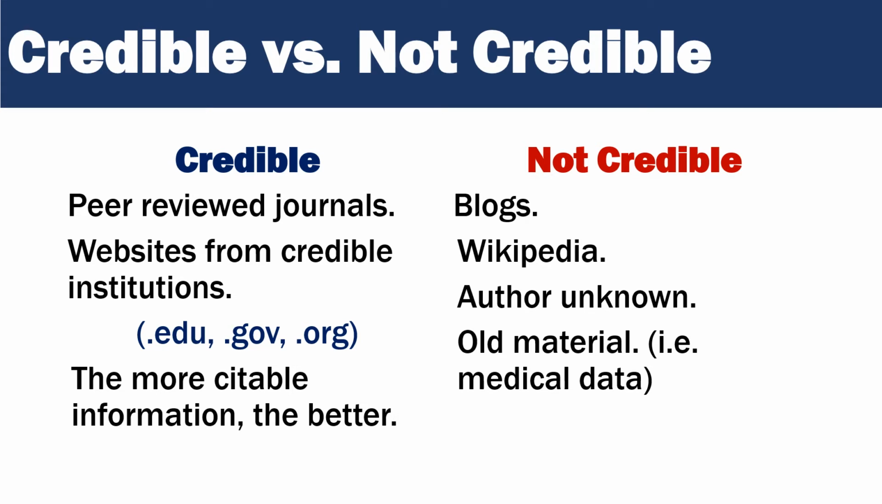Old material, for example, medical data, you also need to pay attention to when your source was published. If you're writing about a topic like brain surgery, but your sources are from the 1950s, they lose their credibility because they are no longer relevant. However, if you are writing about the French Revolution, then the publication date doesn't matter as much.